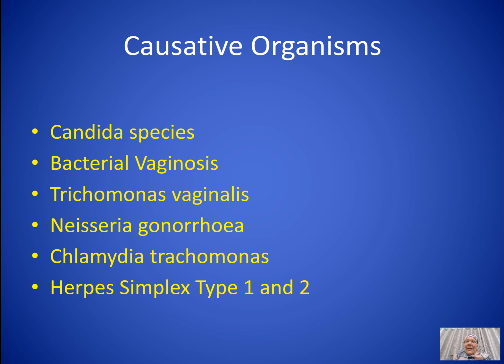Okay, so the most common I already have discussed, which is Candida species, bacterial vaginosis. Bacterial vaginosis is actually not a causative organism, but an expression. Bacterial vaginosis is caused by the anaerobes that are commonly found in the vagina. Trichomonas vaginalis, Neisseria gonorrhea, Chlamydia trachomatis, and also herpes simplex 1 and 2 can be causative organisms. These are just the common ones, and those that have a specific clinical picture. There are, of course, others as well causing such problems.